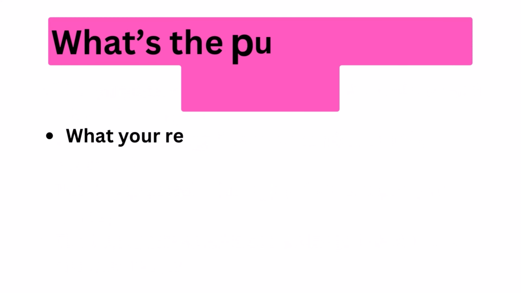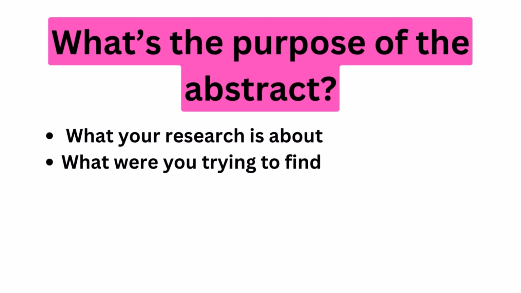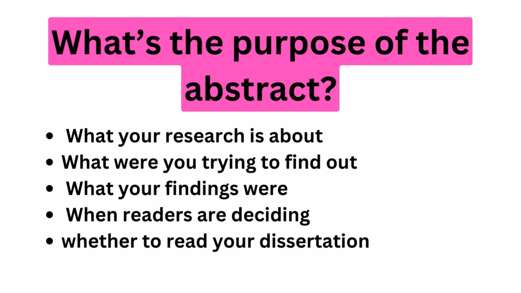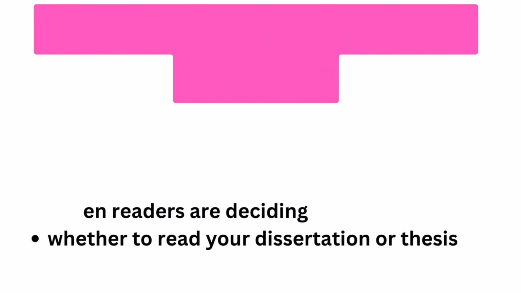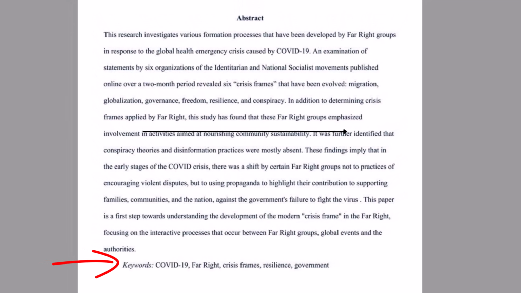So, what's the purpose of the abstract? The first purpose is to inform potential readers of the main idea of your research without them having to read your entire piece of work. Specifically, it needs to communicate what your research is about. The second purpose of the abstract is to inform search engines and dissertation databases as they index your dissertation or thesis. The keywords and phrases in your abstract.